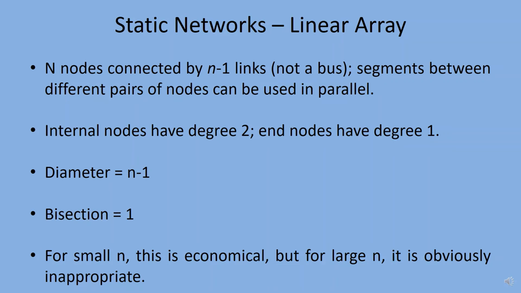N nodes connected by n-1 links. Segments between different pairs of nodes can be used in parallel. Internal nodes have degree 2 and end nodes have degree 1. Diameter is n-1, bisection is 1. This is economical for small n, but for larger n it is inappropriate.